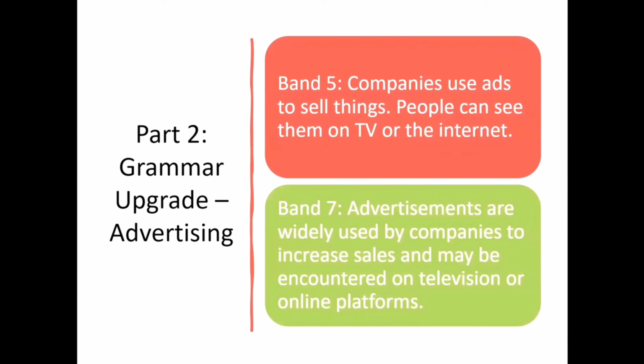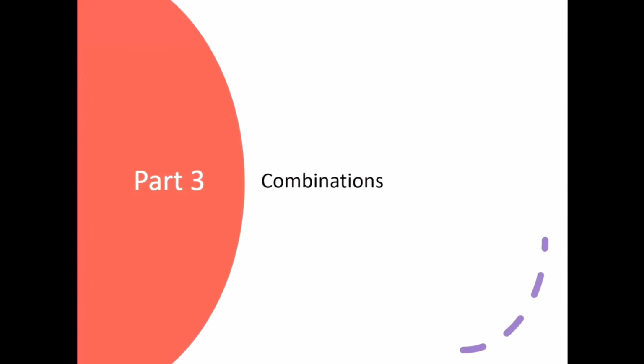we've finished with "advertisements are widely used by companies to increase sales and may be encountered on television or online platforms." That whole sentence sounds much more formal, more complex, and more specific and precise. That's what happens when you use better grammar and vocabulary. All right, combination time. So let's combine as much as we can into the next few sentences on different topics.